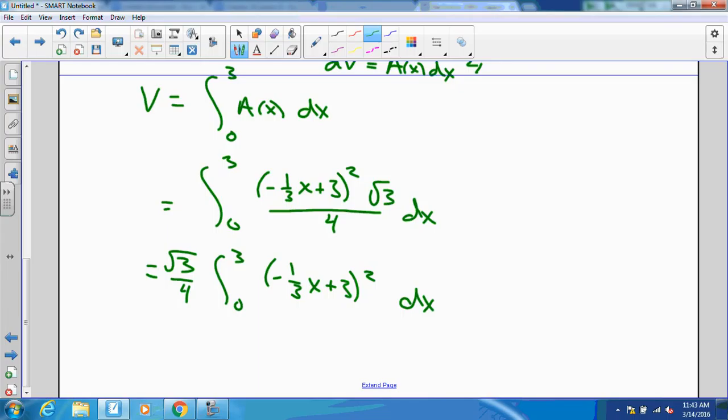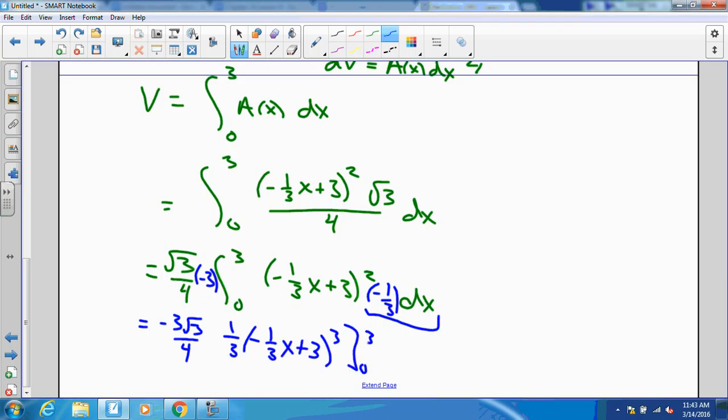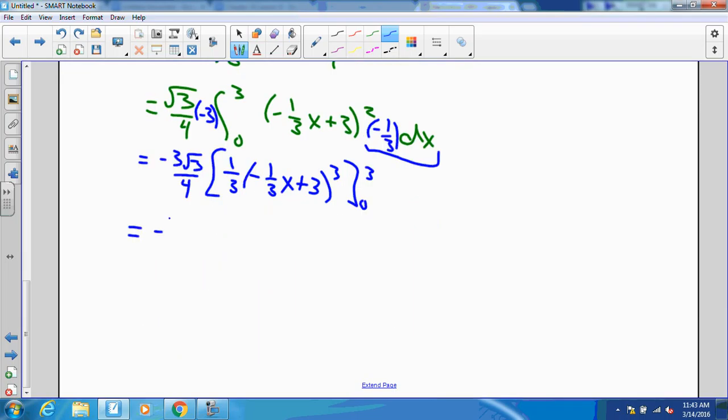Substitution or its cousin, repair, that's right. I think repair seems good, right? Because if I let u be negative 1/3 x plus 3, then du is negative 1/3 dx, and I've got all of that except for the constant. So, negative 1/3 on the inside, so that I've got du sitting right there, and negative 3 on the outside to repair it. And that gives us negative 3 roots 3 over 4 times the integral of u squared, you integrate the power, and get 1/3 u cubed from 0 to 3, just like that.